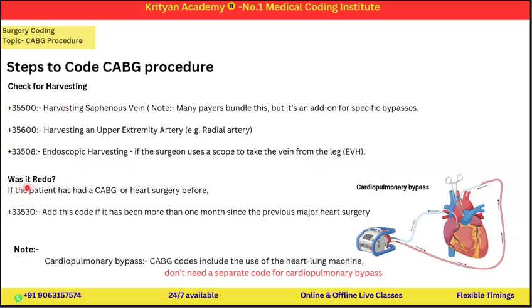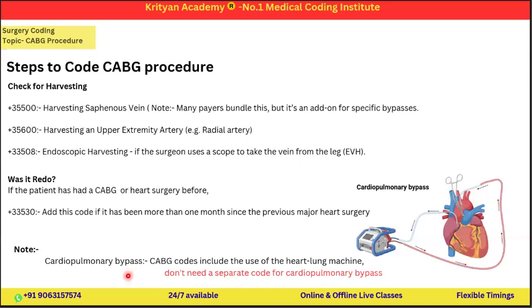Then, was it a redo procedure? That means if the patient has had a CABG or heart surgery before, we have an add-on code for that, 33530 only. Add this code if it has been more than 1 month since the previous major heart surgery. That is called a redo procedure. You need to use 33530.